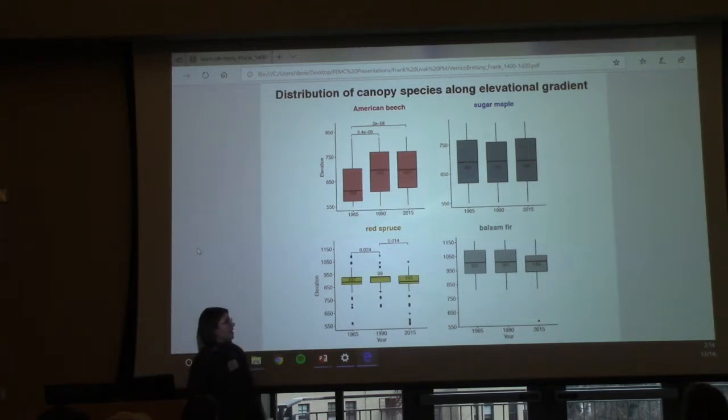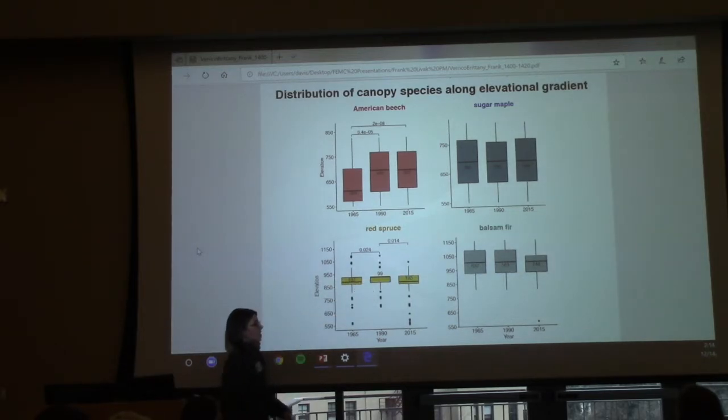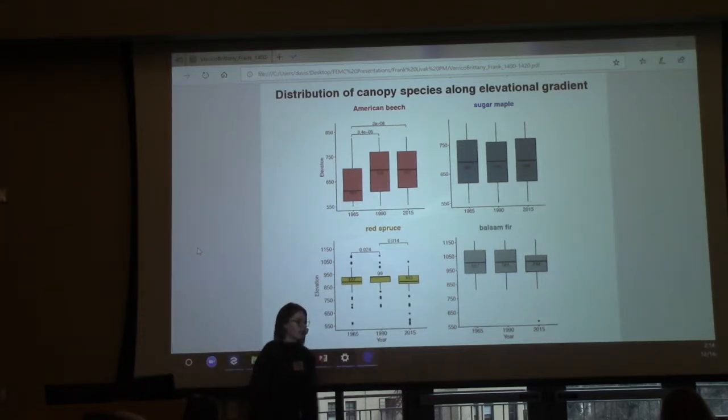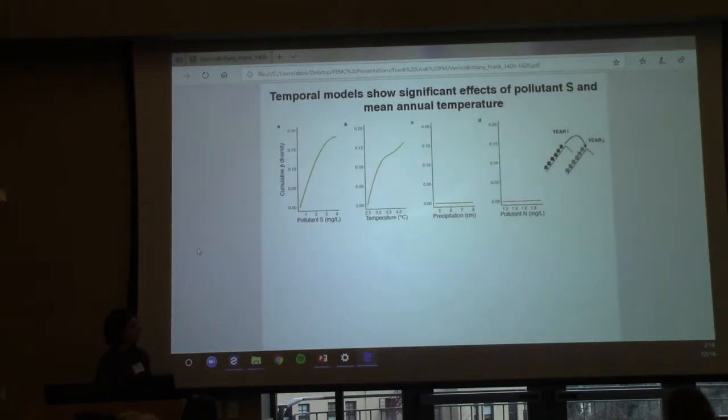And then red spruce is kind of an oddball, as it is in many ways, where we see a significant upslope shift in the median elevation from 1965 to 1990, which corresponds with this period of regional decline of this species as a result of atmospheric pollution and winter injury. So it's really going to the core of its range across the elevational gradient. And then we start to see this significant downslope movement of the median range in 2015, which again is not what we would expect with climate warming alone.